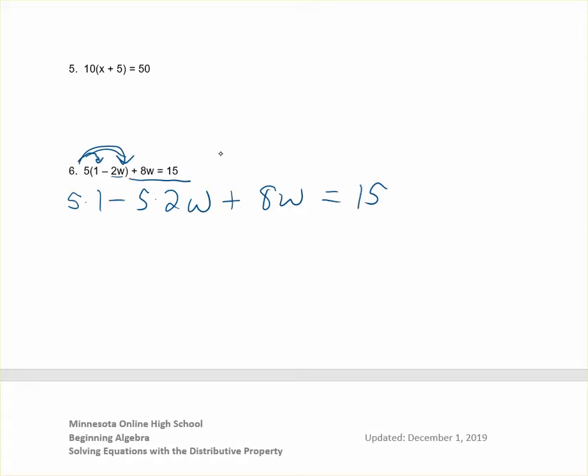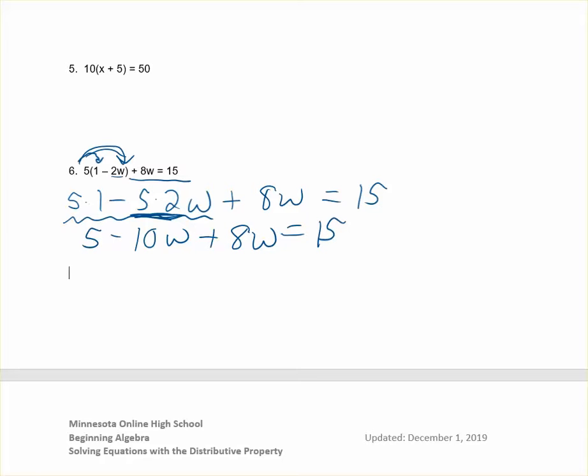Now we simplify the part that we just did with the distributive property. So 5 times 1 is 5. There's our minus sign. 5 times 2w, we multiply the 5 and 2 together and then just write the w after it. So 5 minus 10w plus 8w equals 15.